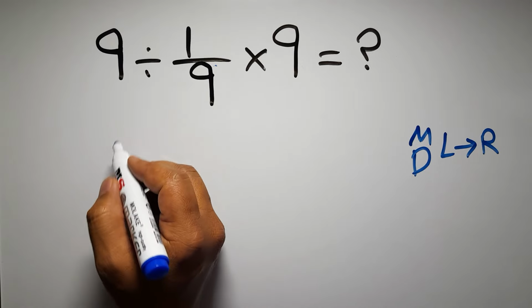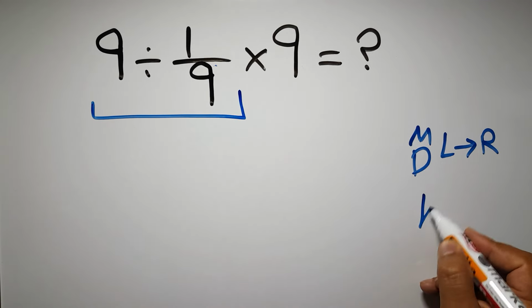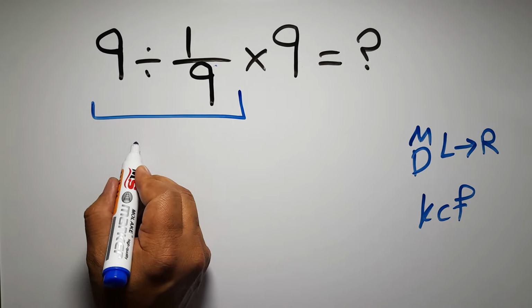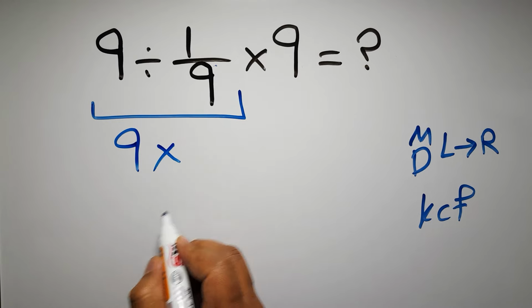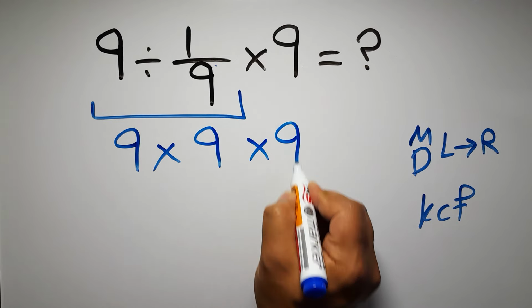So first this division, 9 divided by 1 over 9. According to the KCF rule, K stands for keep, C stands for change, and F stands for flip. We can write: keep the first fraction, change division to multiplication, and flip the second fraction. And again here we have times 9.